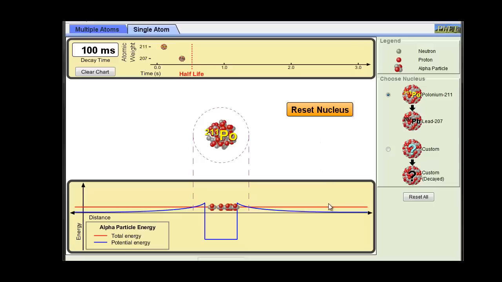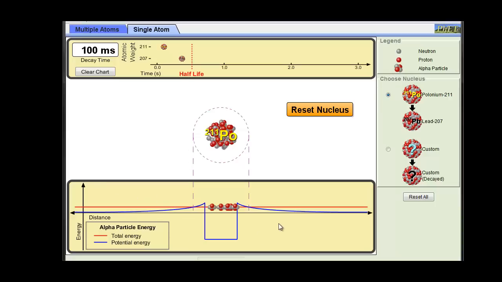Okay, the first kind of decay we're going to look at is an alpha decay. They usually happen in really large nuclei, and in order to make the nucleus more stable it will emit an alpha particle. So if we have a look at this, we've got an isotope of polonium, polonium-211. In this diagram the red particles represent the protons, the grey particles represent the neutrons, and we can see a representation of the alpha particle, which is made up of 2 protons and 2 neutrons.